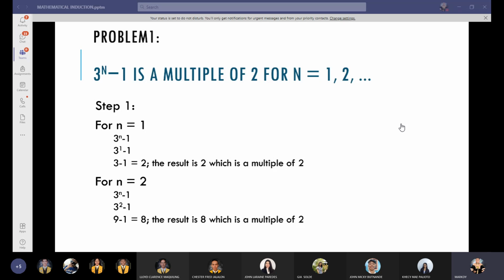So we have the reply of Mr. John Litan, we have Makiling, we have Botnande, we have Solde, and we have Palioto Kesime. Okay? So that is how you are going to prove that that particular equation, 3 to the power of n minus 1, the result is always a multiple of 2.